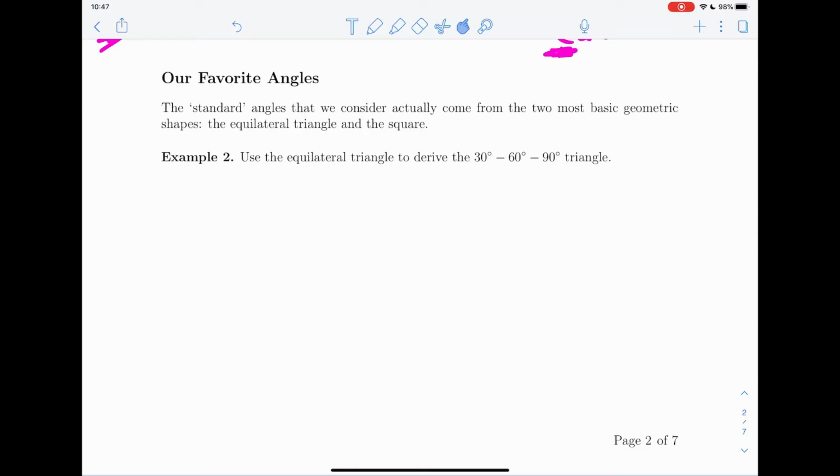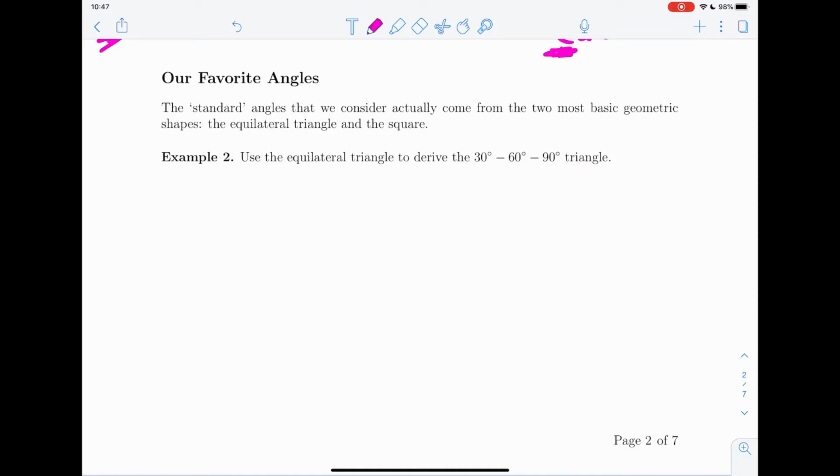But what's actually more relevant for why they're our favorite angles is because they come from the most natural of objects. So what we're going to do here is derive how we can come up with what we're going to call the 30, 60, 90 triangle. This is going to be a right triangle that has 30, 60, 90 as its inside angles, and since one of them is a 90, we know it's a right triangle, which means that we can figure out the sine, cosine, and tangent of 30 or 60 by referencing this right triangle.